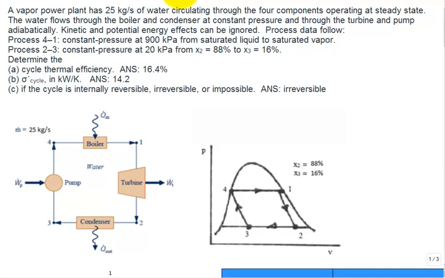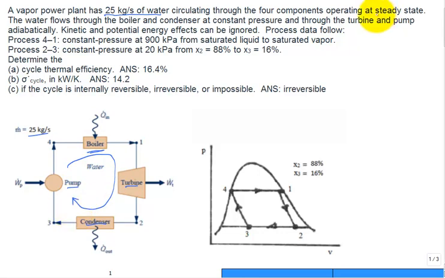So we have a vapor power plant, and it has 25 kilograms per second of water circulating through the four components, being the boiler, the turbine, the condenser, and the pump. So the water flow goes this way all the way around in the loop, and those are the four components.